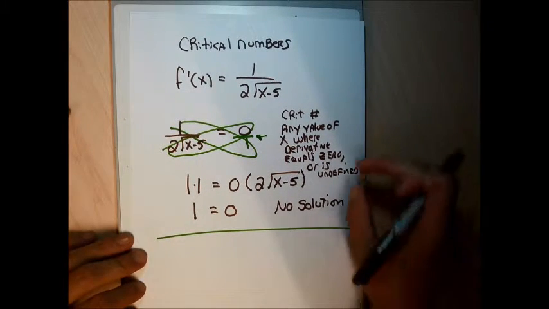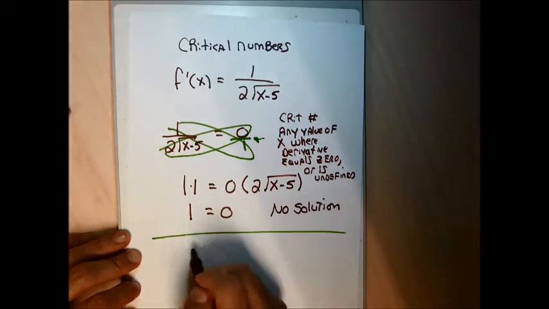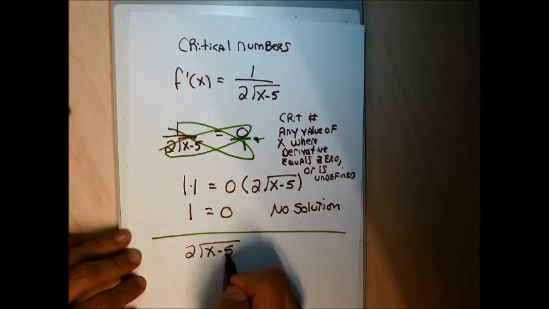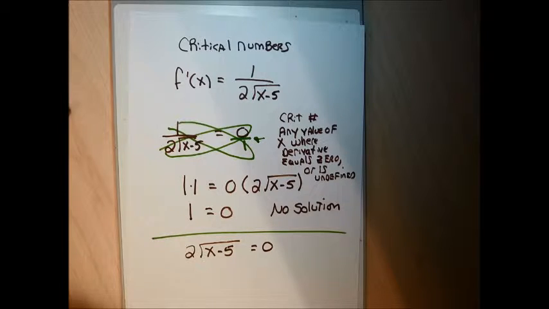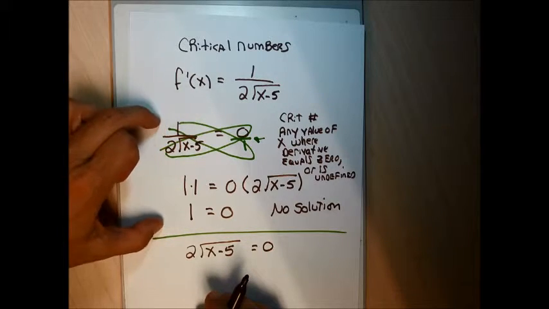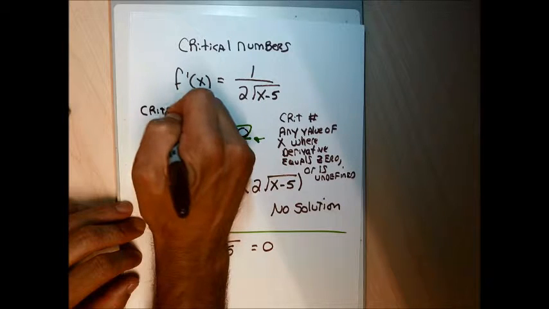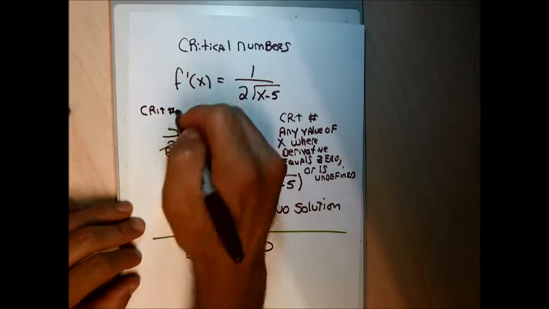Because to find where this derivative is undefined, I'm simply going to take the denominator and set it equal to 0. It's like finding the domain of a fraction. Any fraction is undefined for any value of x that makes its denominator 0. So to get the critical numbers where the derivative equals 0, there's none of them. So this algebra right here is attempting to find the critical numbers, or the values of x that make the derivative equal to 0.